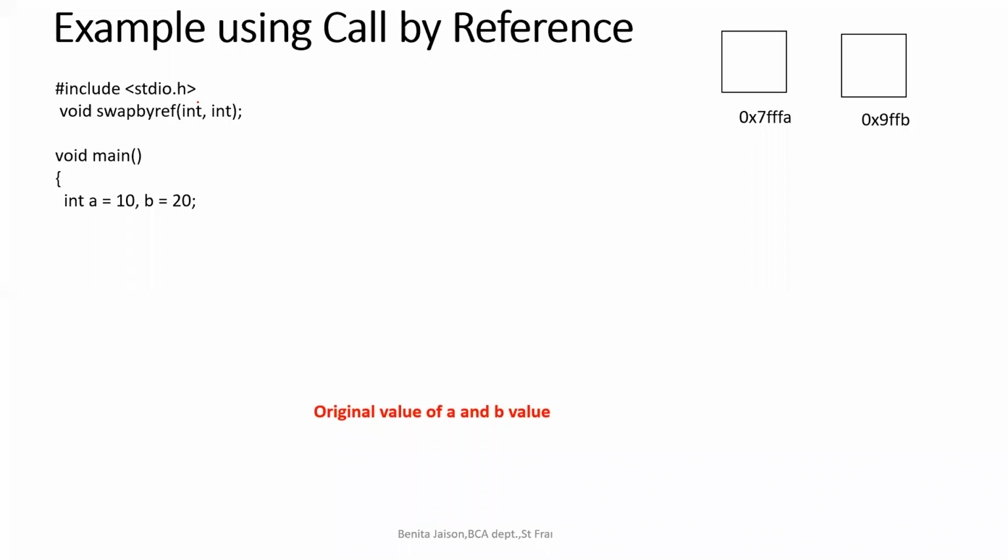So I'll show you an example. Call by reference. Same program, we are going to use call by reference. Here, what is the name of the function? Swap by reference. Here, the return type we have given as void. There is no return value. And there are two arguments which are of data type int. Understood? Now we are moving on to main. In main, as we had declared for call by value, here also we are declaring two variables called A and B.